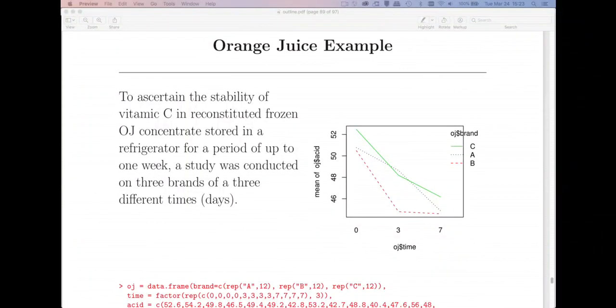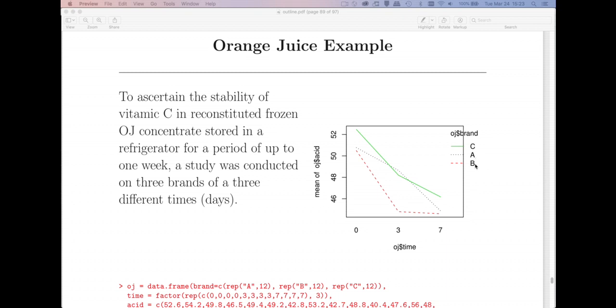This video gives my solution to the orange juice example. So here's the situation. We have three different brands of orange juice and three different time periods where we measure the vitamin C level in that orange juice. So what we did is we went off and we bought 4 cans of type C, 4 cans of type A, 4 cans of type B.